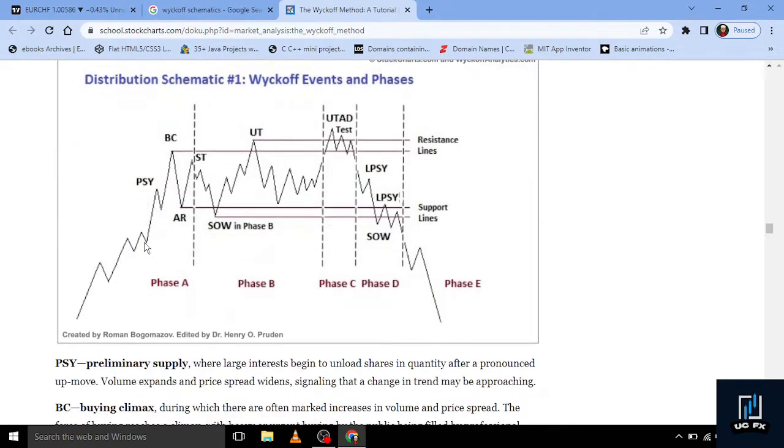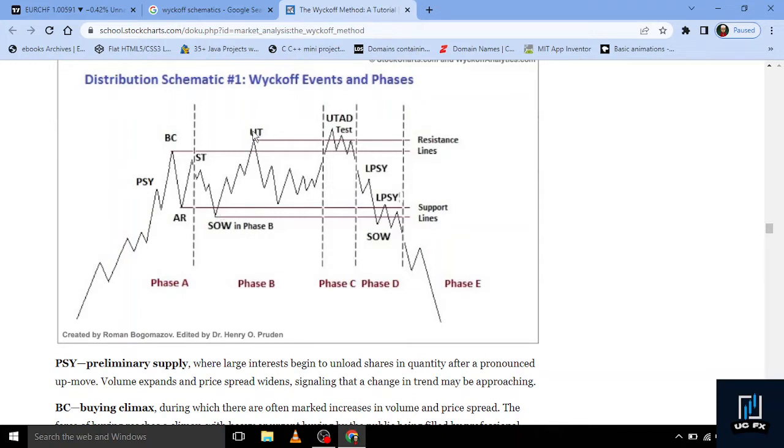You have the preliminary supply, you have the buying climax where the buying pressure is at its peak. After that, we have the AR showing that the buying pressure is diminishing. Then we have the ST as a secondary test, testing the supply in this area. After that, we have a break of structure breaking the AR, showing a sign of weakness, the SOW, in phase B.